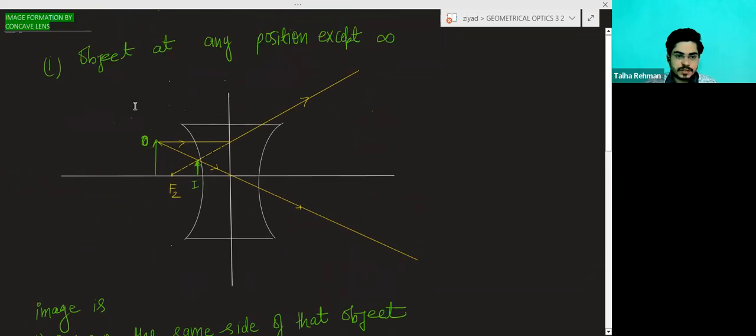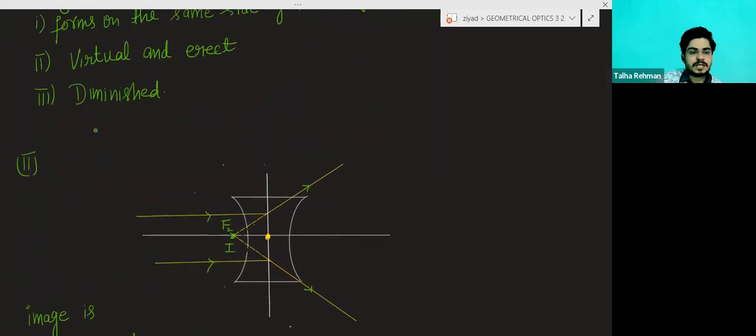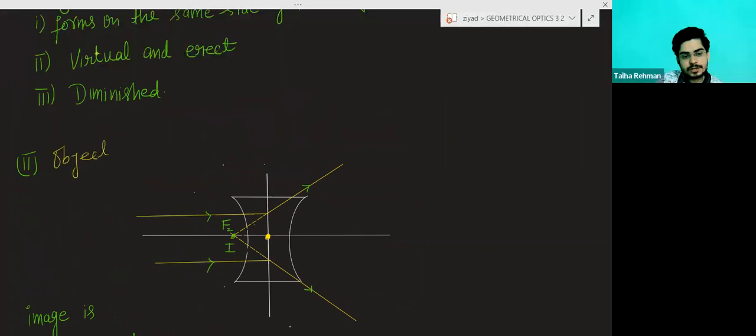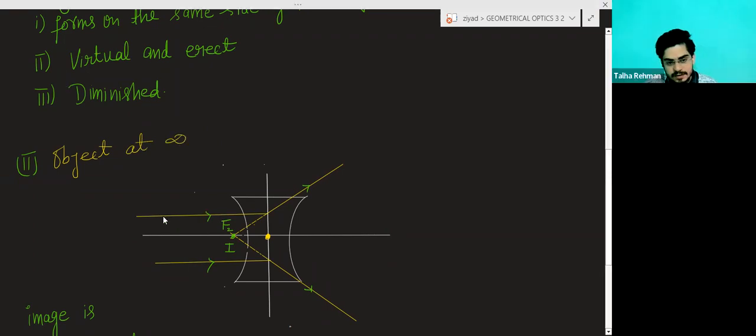Another case, in case of the concave lens, is when you are placing the object at infinity. I told you, if the object is at infinity, the image will form at focus. So this is the ray diagram for the object at infinity. The rays will always be parallel. So these are the parallel rays coming, and after passing from the lens, getting diverged. And when you produce these diverging rays in the backward direction, these rays will meet at the focus, and here the image will form.